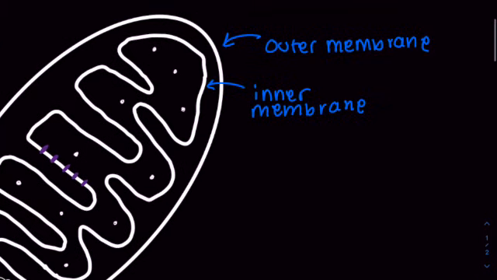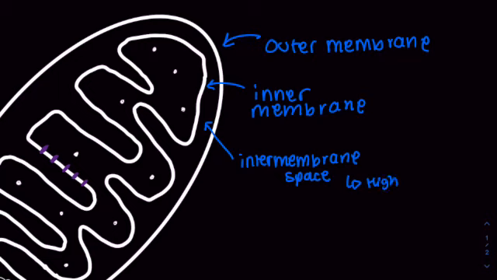Within the outer and inner membrane, you have the intermembrane space. So this is the intermembrane space over here. Now, the intermembrane space is essential for oxidative phosphorylation to occur. It has a low pH, which means it has a high number of H plus ions. So when you have a low pH, you have a lot of H plus. When you have a high pH, you have a lot of OH minus. So the intermembrane space has a high number of H plus ions, okay?